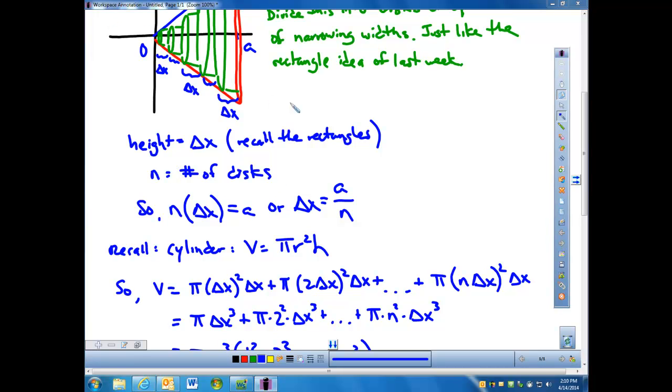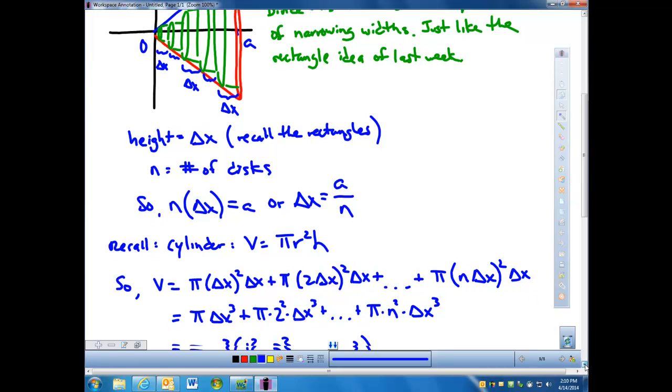And then it's plus pi times 2 delta x, because I have to go over 2 delta x's to go up to my spot on my function. Remember, my function is y equals x. So whatever my x is, my y value is, times that consistent height of delta x. And I do that over and over again until I get to my nth cylinder.